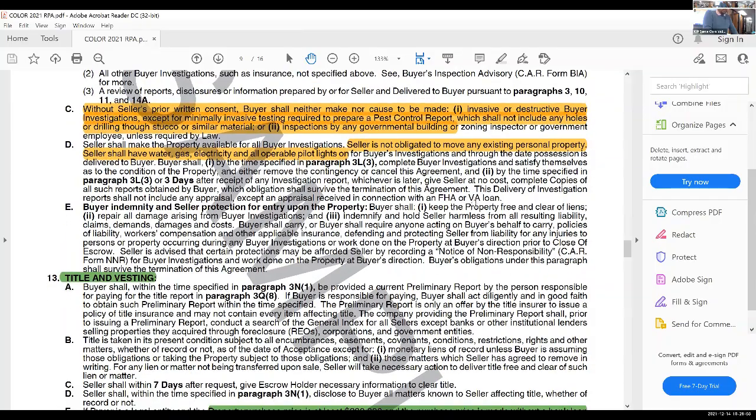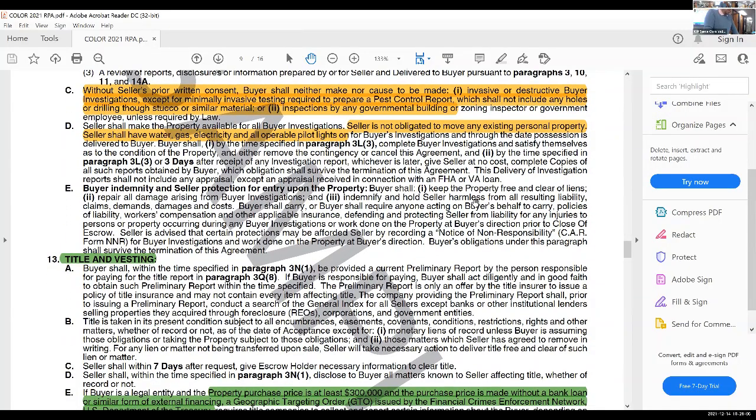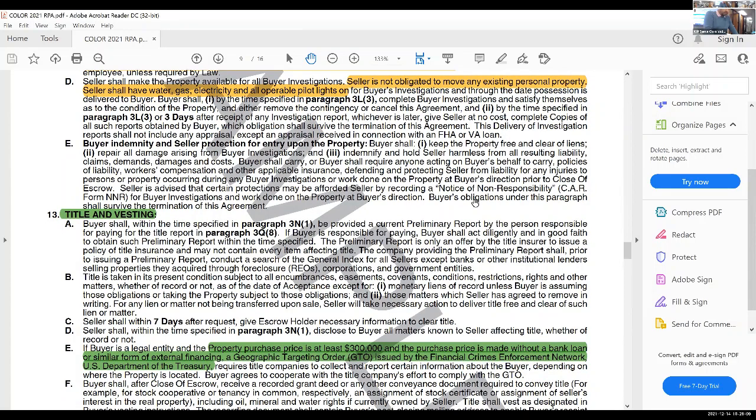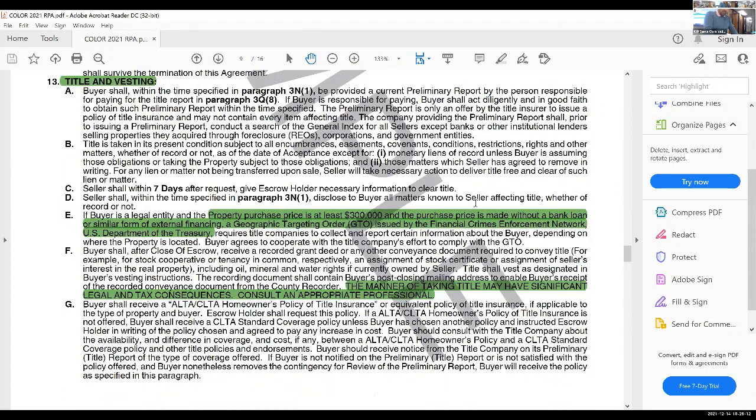But again, the seller has to make sure that everything is on, right? Water, gas, electricity, and all the pilot lights are on so we can test everything. And again, these things are going to be mitigated by the conditions of the market. If it's a buyer's market, the demands will be greater. If it's a seller's market, the demands will be fewer.